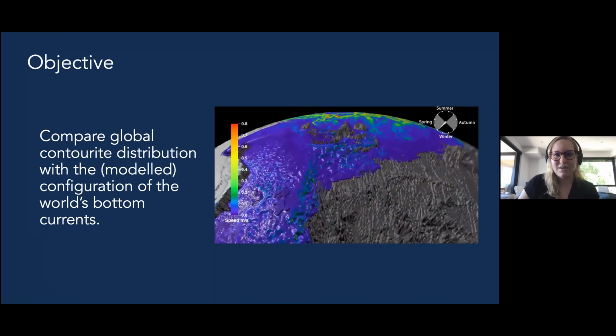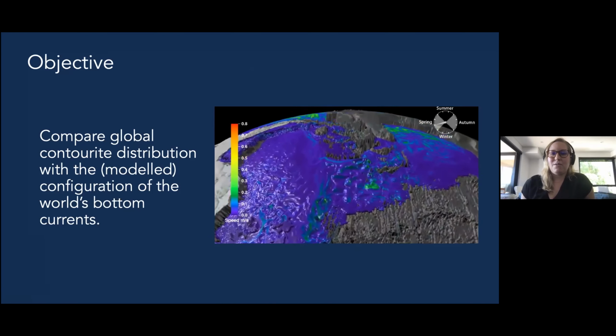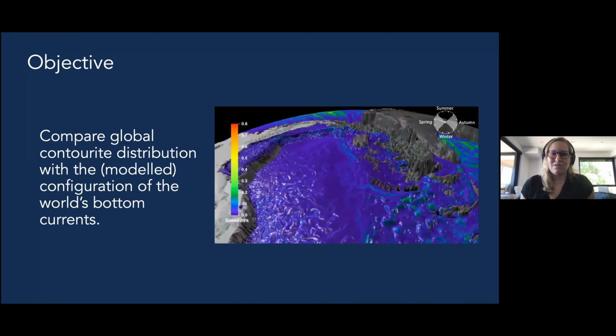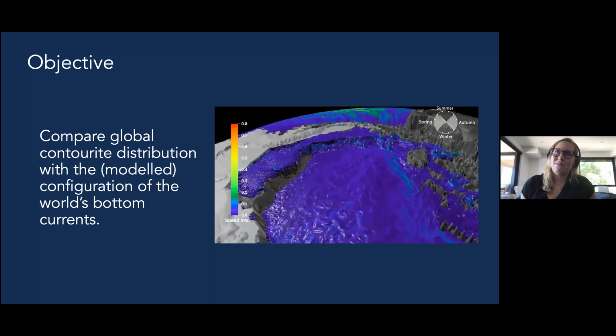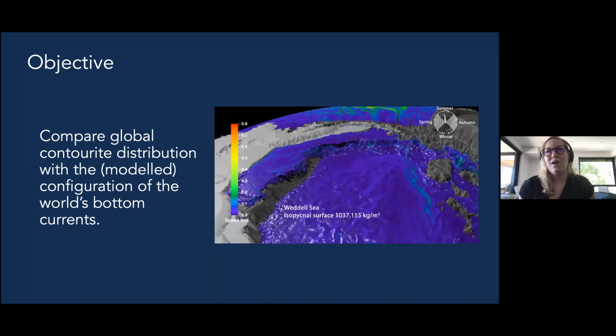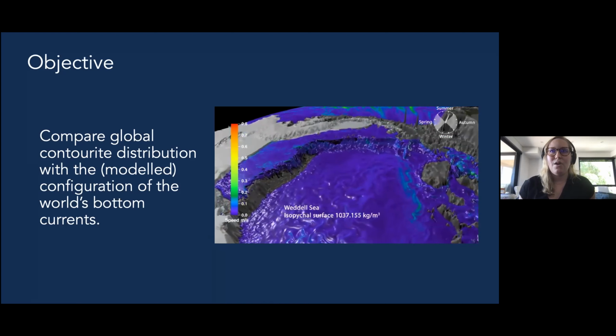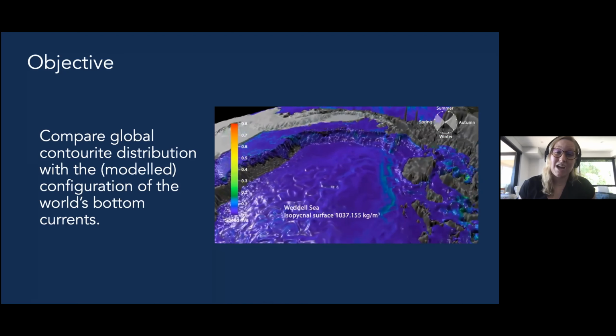And so armed with this ocean model, we started out with a very broad objective, and we just wanted to see if areas that exhibited strong bottom current activity along the global ocean conveyor belt overlapped with areas that had contourites in them.